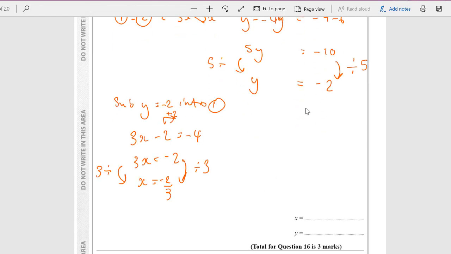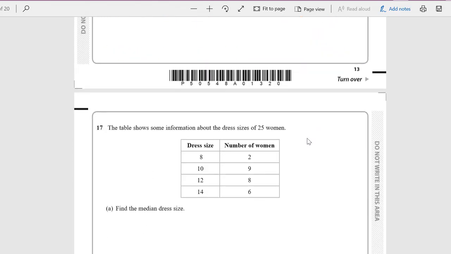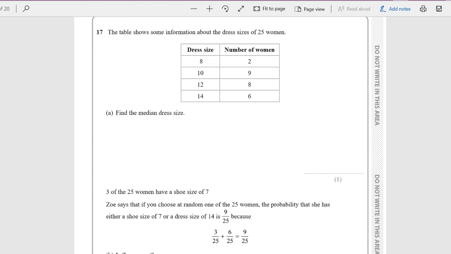So that means, alright, it's in a different color, that x equals minus 2 over 3 and y equals minus 2. Number 17.